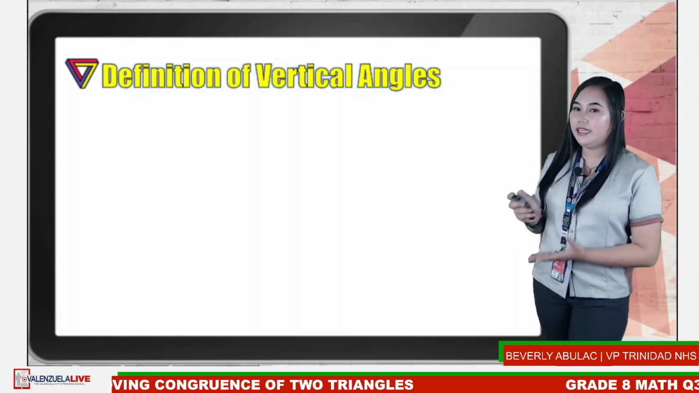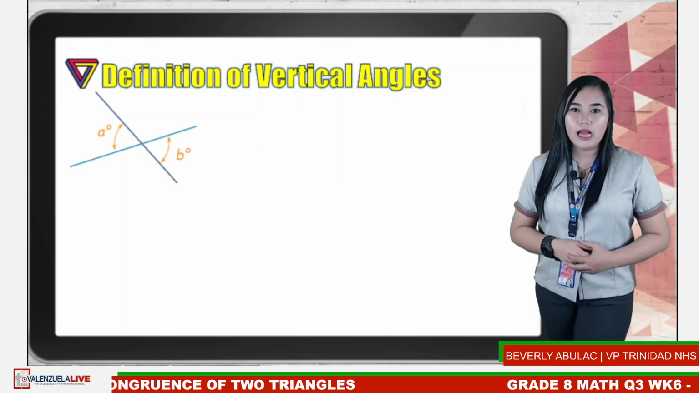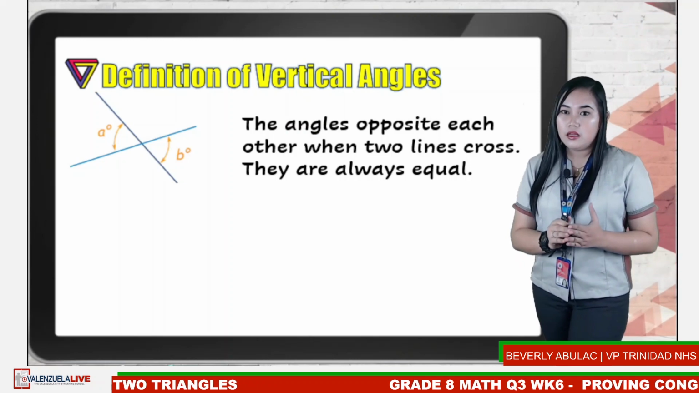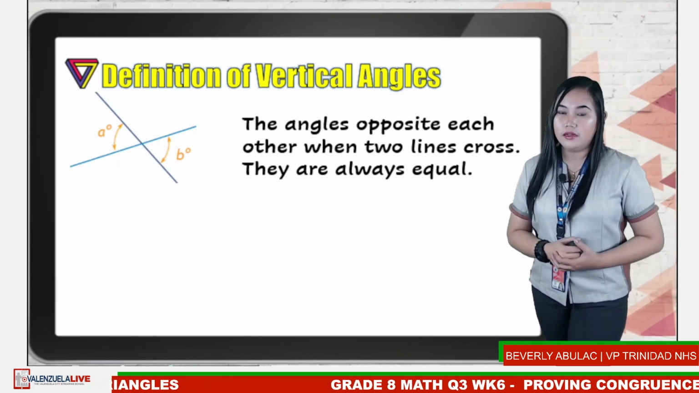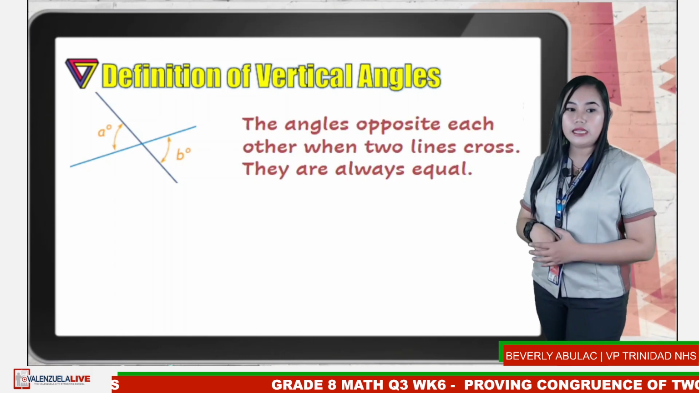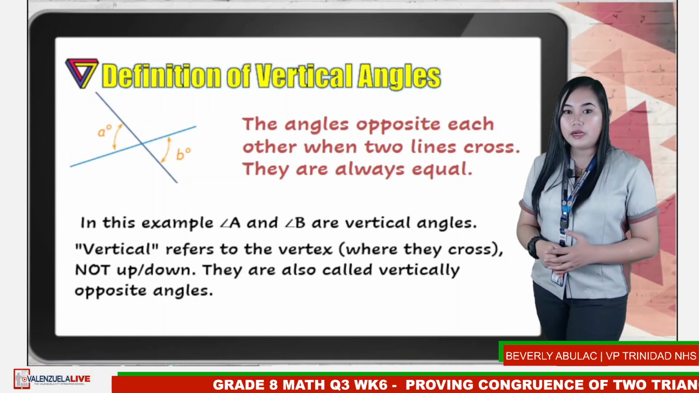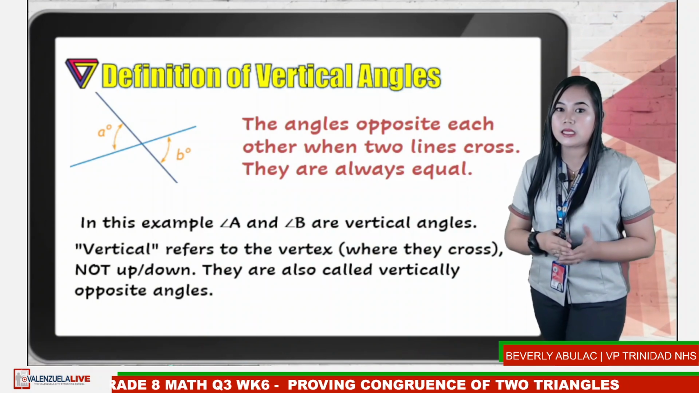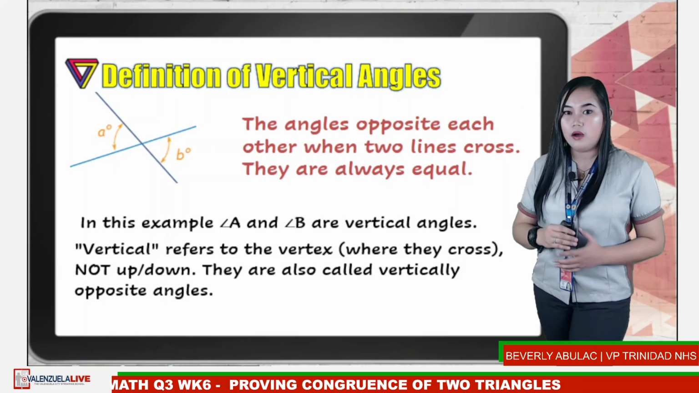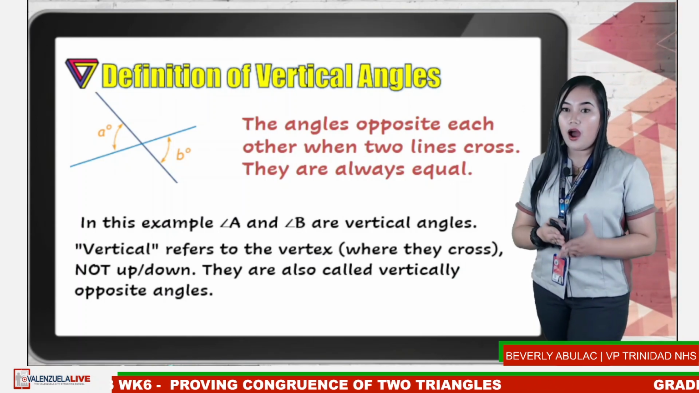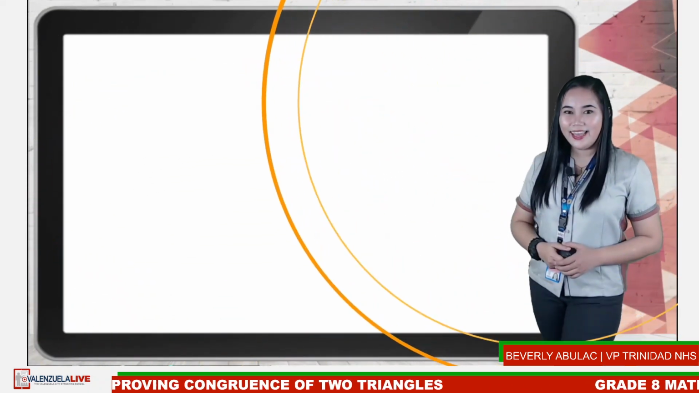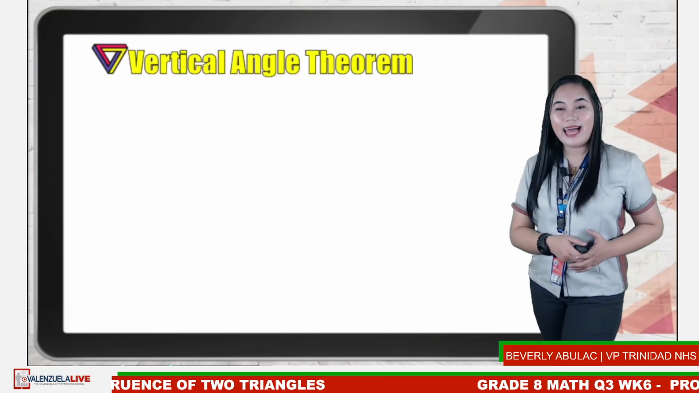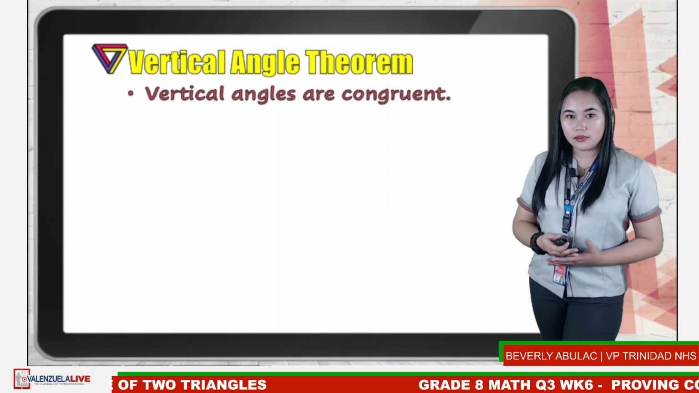Definition of vertical angles. The angles opposite to each other when two lines cross are always equal. In this example, angle A and angle B are vertical angles. Vertical refers to the vertex where they cross, not the up and down. They are also called vertically opposite angles. Next, we have the vertical angle theorem. It states that the vertical angles are congruent.